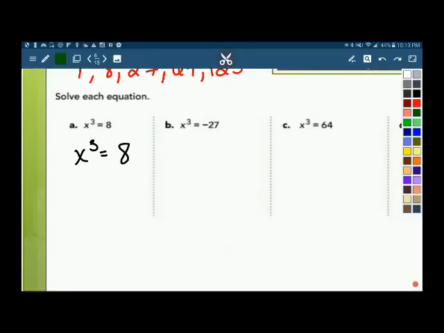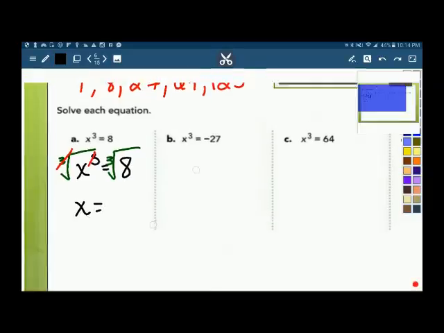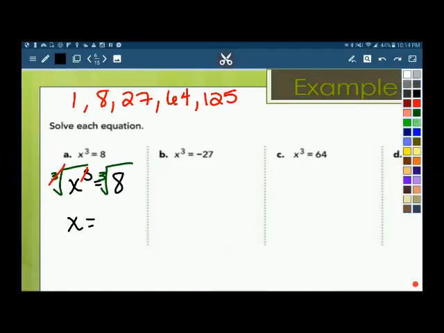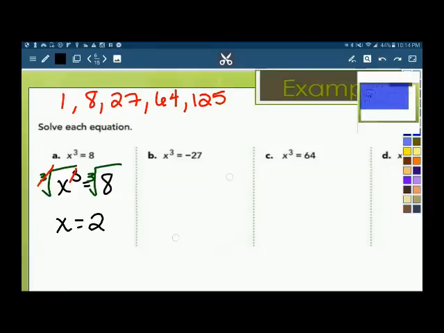Then we need to undo the cube. So we're going to cube root each side. Make sure you write that little 3 in there. The cube and the cube root symbol get canceled. We're left with x is equal to, and again, if we look up to our list, 2 cubed was equal to 8. So the cube root of 8 is going to be 2. And again, we don't need to make this plus or minus. The answer will always match the same sign as the original number that was being cubed.